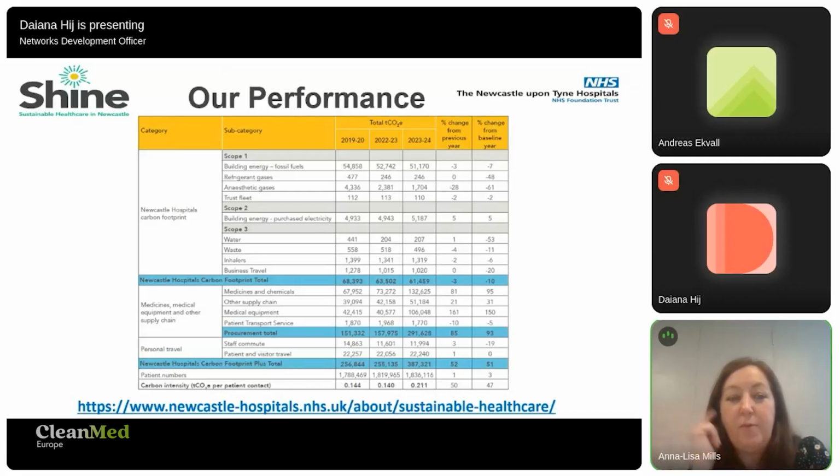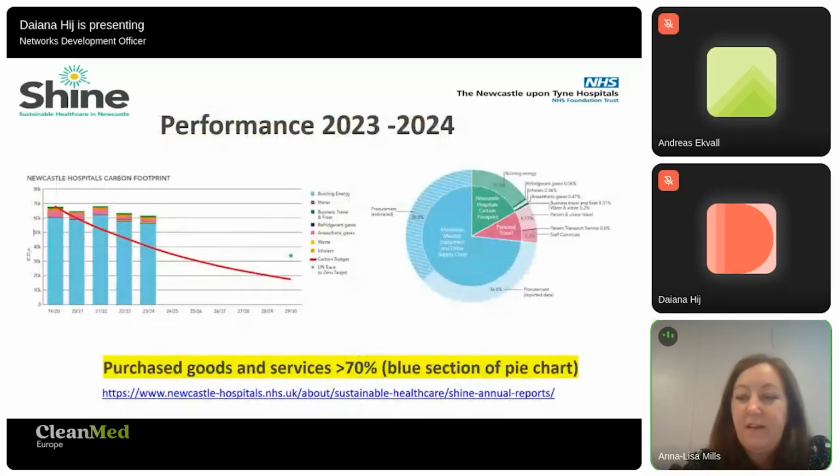So you can see every year we repeat the same methodology, and we're tracking percentage change against previous year and against base year. And on the right-hand side column, again, I've put the hyperlink to this report in the chat. You can see we're making great progress in a lot of areas. We're making good progress with anaesthetic gases, with fleet, waste is improving, etc. The two most difficult challenges for us are building energy and procurement, which is scope 3, purchased goods and services. So if we move on to the next slide, then I'll focus on procurement.